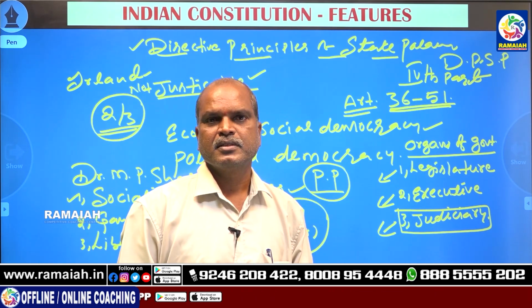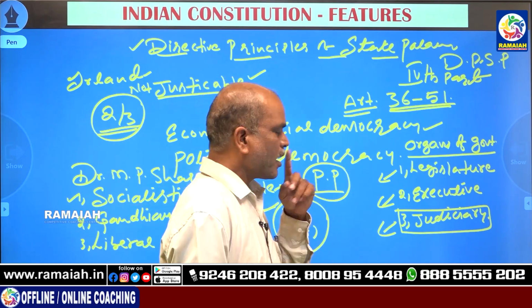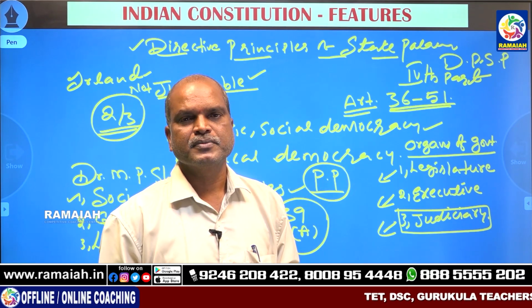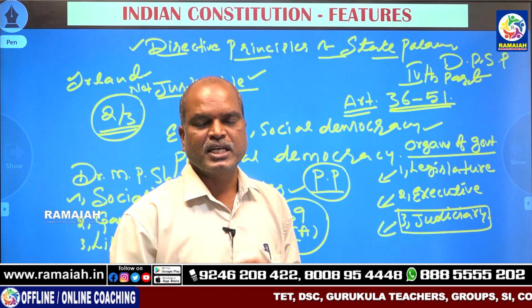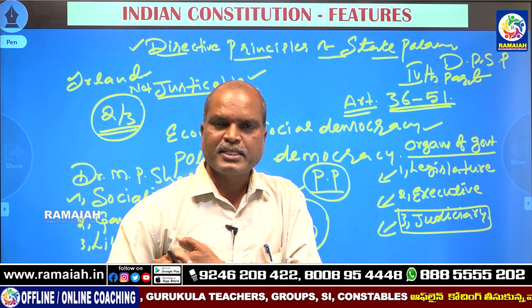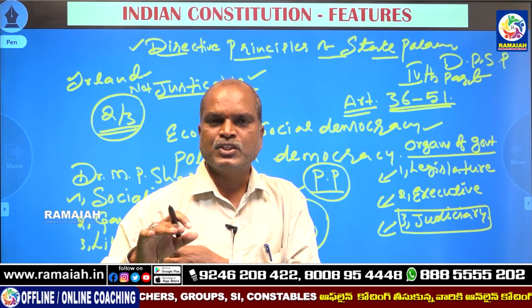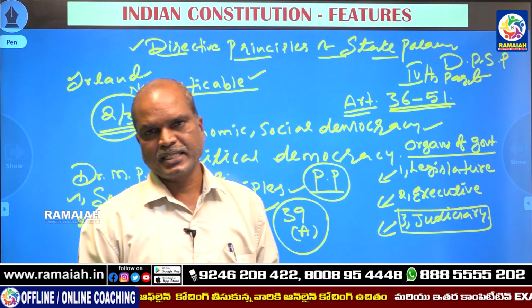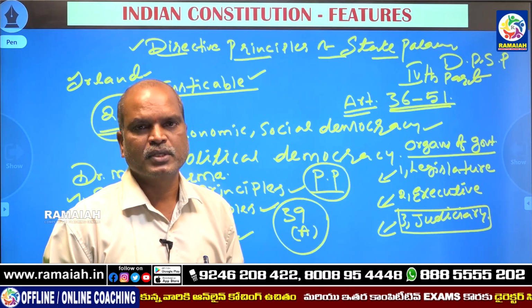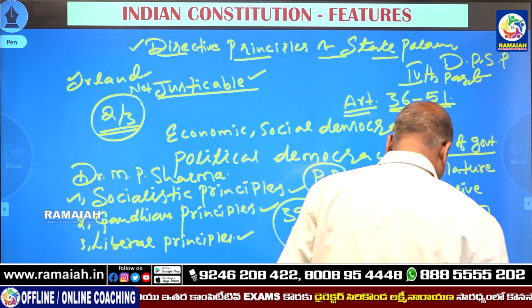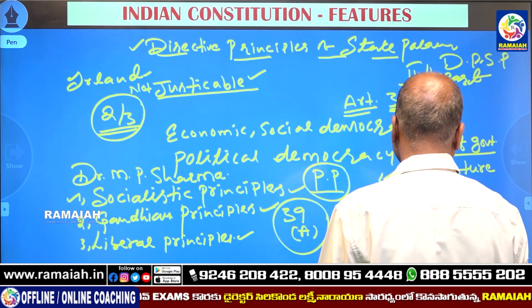Next one. What is that? Article 45. Article 45 explains about free primary education. The government provides free primary education to children who are below 14 years. Right, ma'am? Next one. Another one.